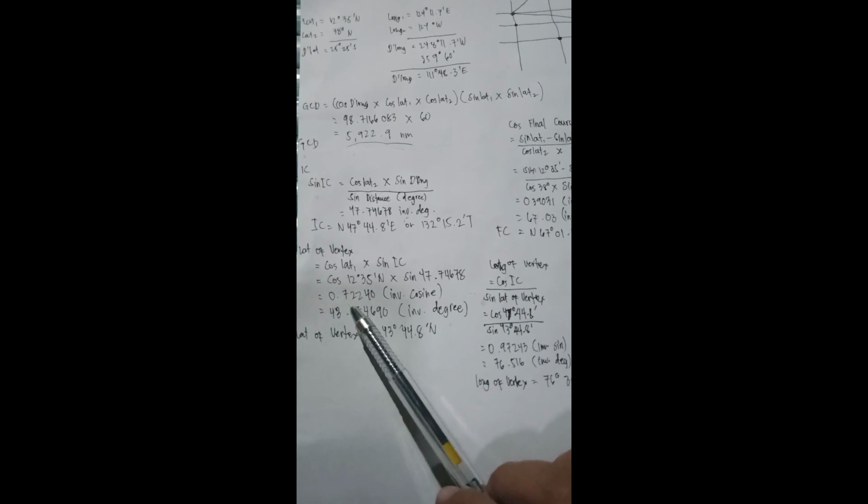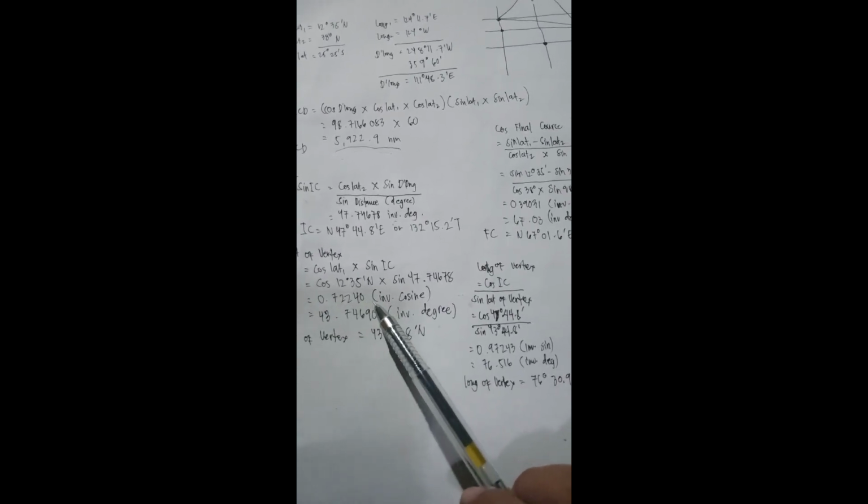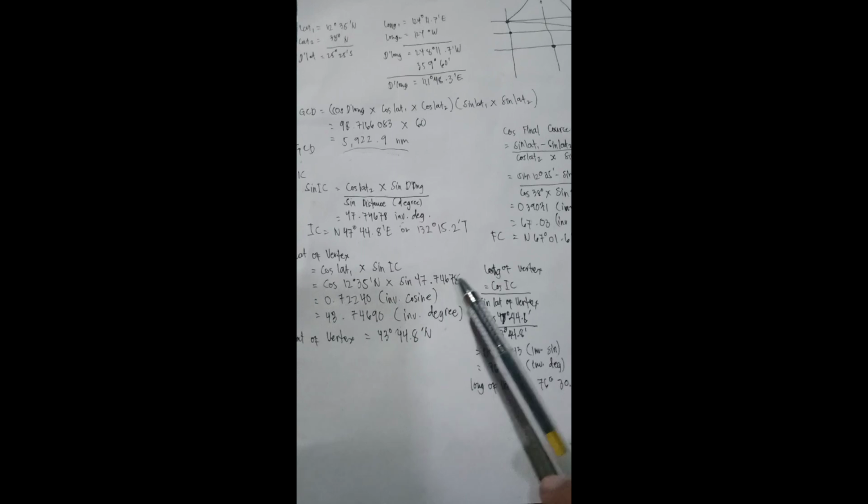Here is the answer: 0.72240 inverse cosine, which is, you will press the shift then cosine button, equals 43.74690 inverse degrees. Again, we'll automatically press the degree button. So we have the latitude of vertex here, 43 degrees and 44.8 minutes north. So lastly, we will now have the final course and the longitude of vertex.